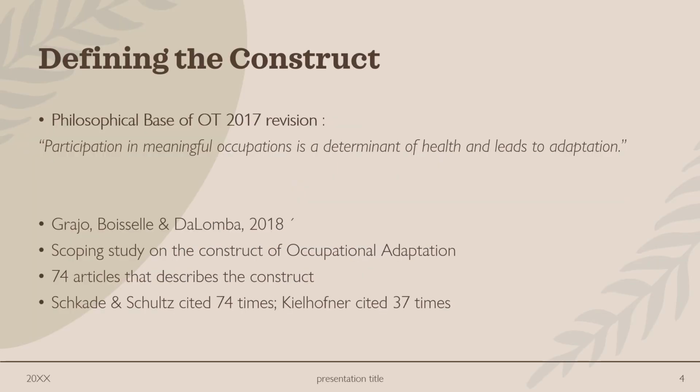The construct of occupational adaptation comes from the philosophical base of OT back in 2017 that said participation in meaningful occupations is a determinant of health and leads to adaptation. And that came from Grayho and Boiselle and DeLoma in 2018. He did a scoping study on the construct of occupational adaptation, and there were 74 articles that actually described that construct. So Schade and Schultz cited occupational adaptation 74 times, and Kielhofner cited it 37 times.